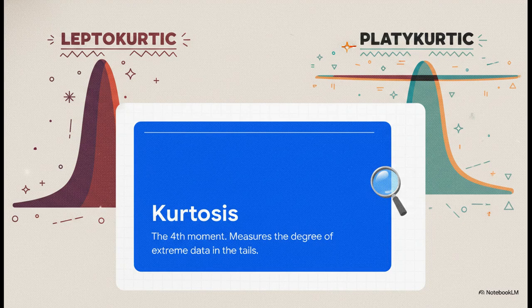And the fourth moment is kurtosis. Here, we simply raise the deviation from the mean to the fourth power. When you raise a number to the fourth power, it heavily amplifies the extreme outliers. This quietly tells us about the tails of our distribution. It shows us if our data is leptokurtic, meaning it's highly peaked with very fat, risky tails, or platykurtic, meaning it's flat, steady, and peaceful.